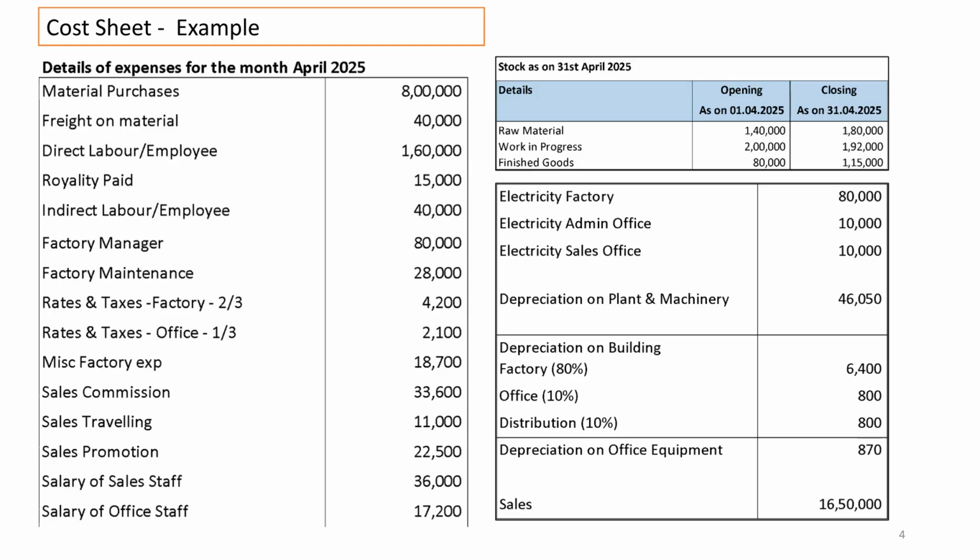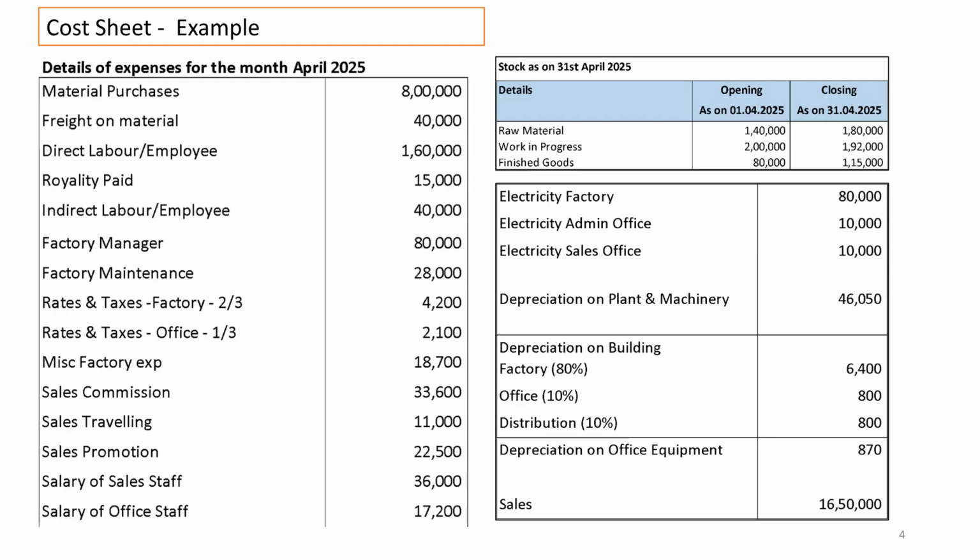The details of various expenses incurred in a month and values of opening stock and closing stock are given. On the right-hand side, we can see the details of opening and closing stock of raw material, which we need to add and subtract to arrive at raw material consumption. Work in progress, which we need to add and subtract to arrive at factory cost. Finished goods, which we need to add and subtract to arrive at cost of goods sold.